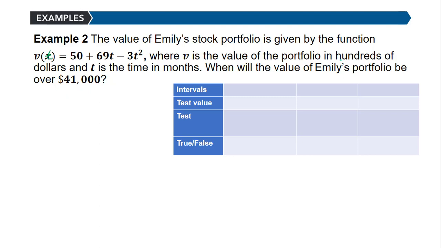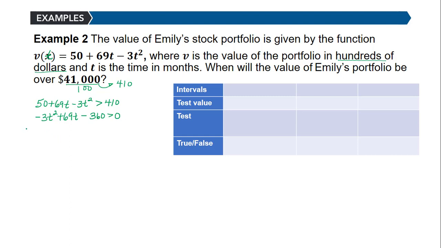Keep in mind that our output value is in hundreds of dollars, so 41,000, if we divide by 100, we actually get 410. So we really want to find when 50 plus 69t minus 3t squared is greater than 410. So to solve that inequality, we want to first set it opposite from 0. We can subtract 410 from each side, so we get -3t squared plus 69t minus 360 is greater than 0.